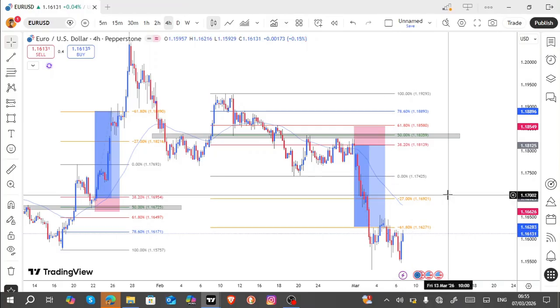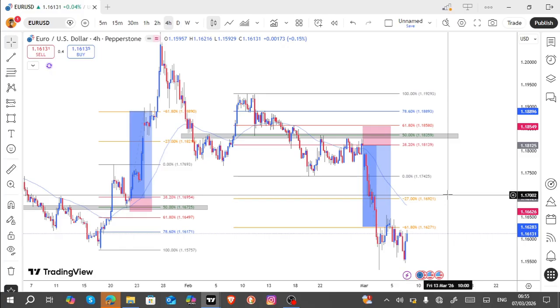So you see, Fibonacci is a very powerful tool. When using Fibonacci, don't just use it as a standalone strategy tool. Use it to increase your confluence in the market.